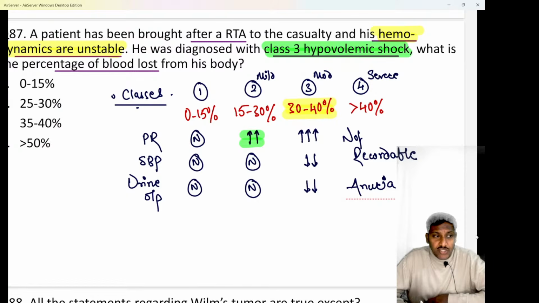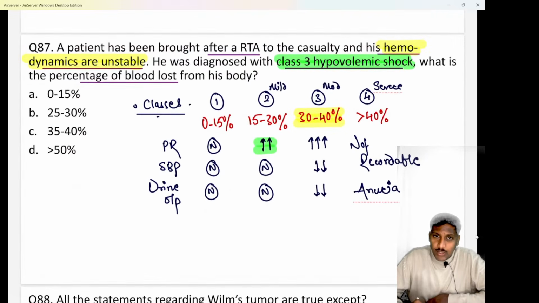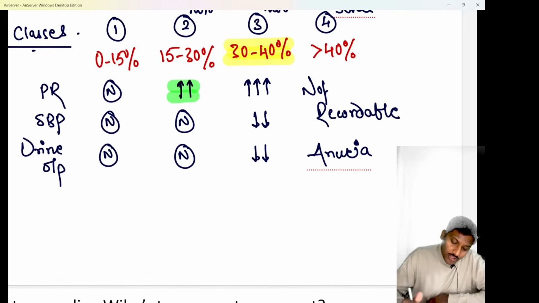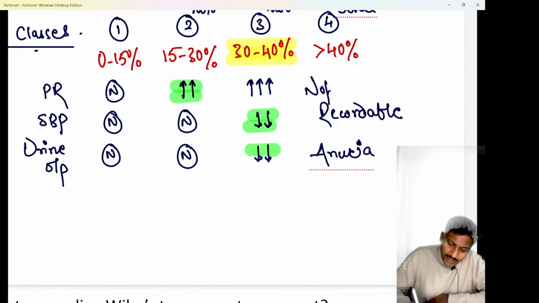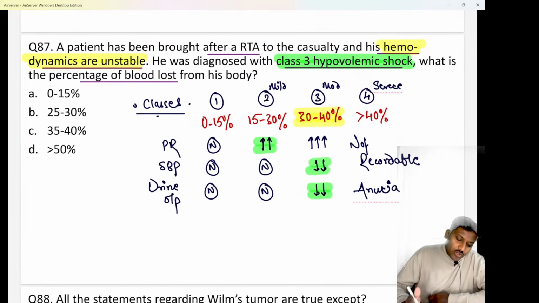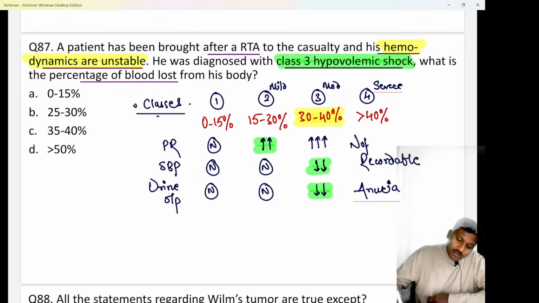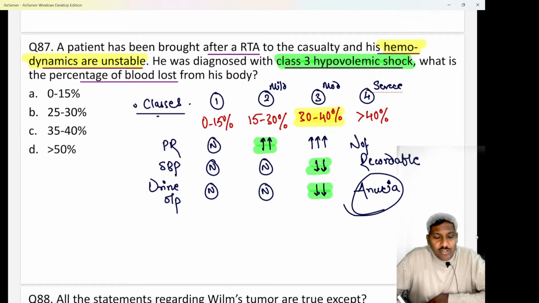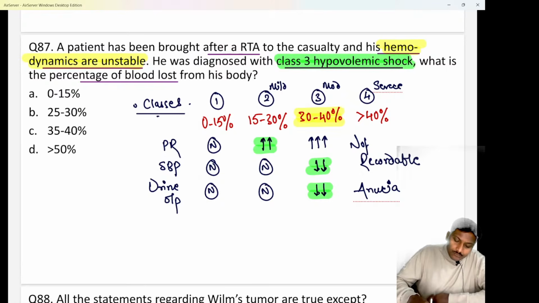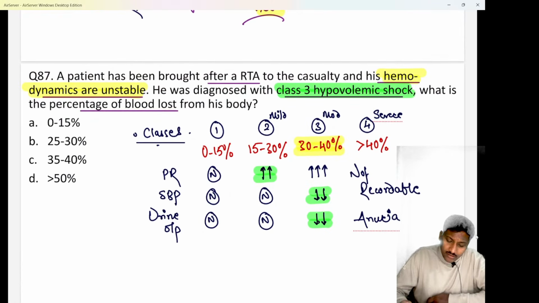Next, another PYQ. Urine output starts decreasing. In which class of hypovolemic shock? So systolic BP and urine output both start decreasing in class 3 hypovolemic shock or moderate shock. Clear? Whereas in class 4 hypovolemic shock, the pulse rate and the systolic BP become non-recordable and the urine output is almost negligible, or the urine output is almost absent, that is anuria. Clear? So here if they ask you, the answer is 30 to 40%.